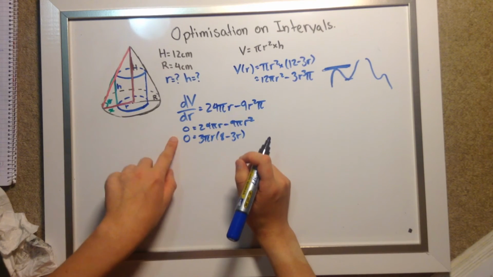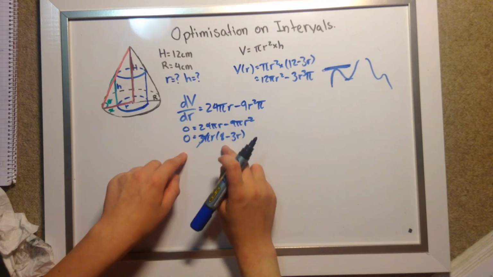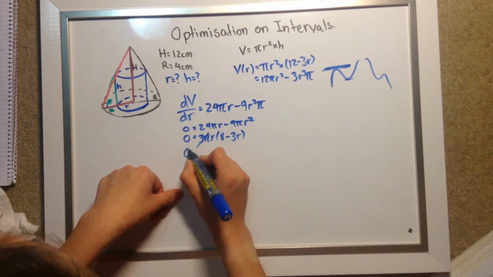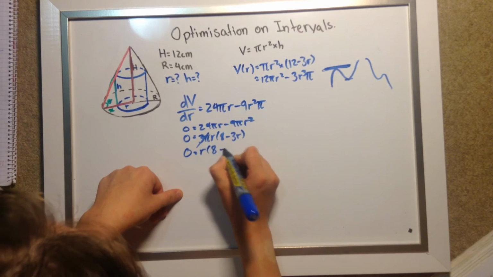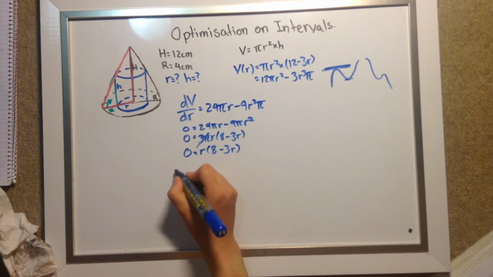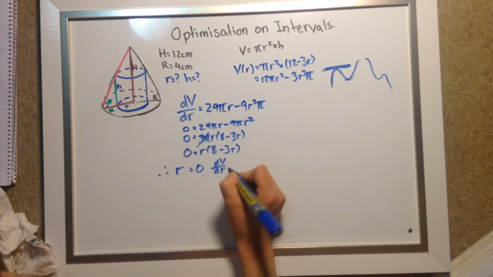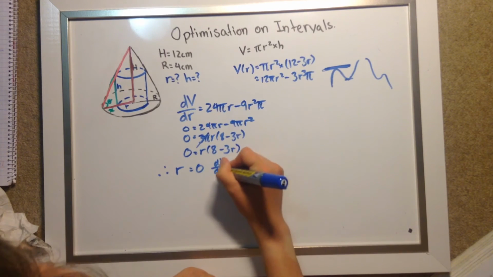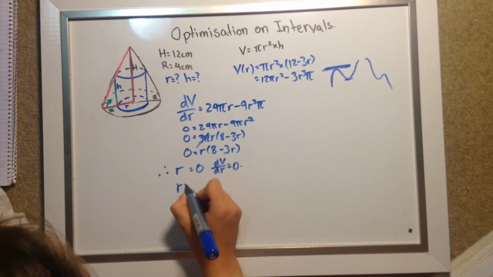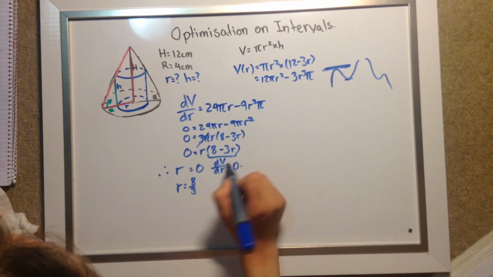But you can just cross out the 3 pi, because if you divide this function by 3 pi, it'll just give you r times 8 minus 3r, and this will stay 0. So 0 is equal to r times 8 minus 3r. So if r is equal to 0, dV, the derivative of the volume with respect to the little radius, is equal to 0, and if r is equal to 8 on 3, then this whole thing will be equal to 0.